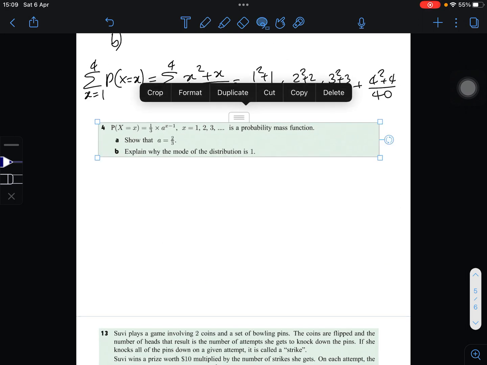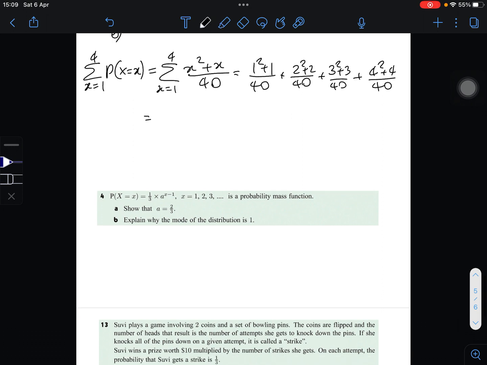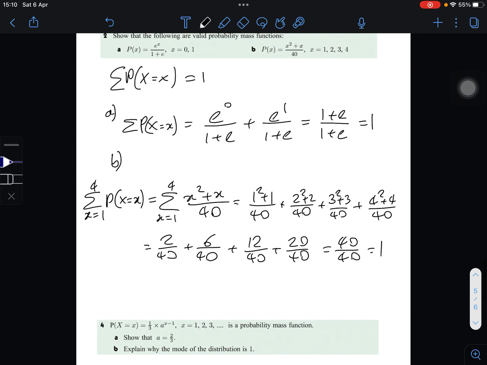And I'm just going to check that those equal 1. So that's the same as 2 over 40 plus 6 over 40 plus 12 over 40 plus 20 over 40, which is 40 over 40, which is 1. Great.